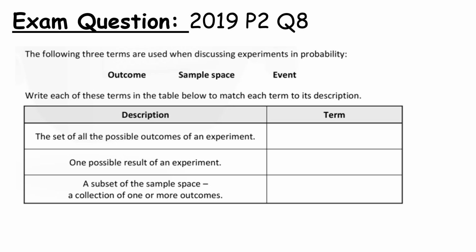So the descriptions are the set of all the possible outcomes of an experiment, one possible result of an experiment, or a subset of the sample space, a collection of one or more outcomes. So we know that an outcome is a possible result of an experiment. So let's add that in. So there is my outcome there. An event was a collection or a set of one or more of the outcomes. So that was our last piece in here, meaning a sample space is the set of all possible outcomes of an experiment. So like I said, we're going to meet a little bit more about sample space later on in our video.